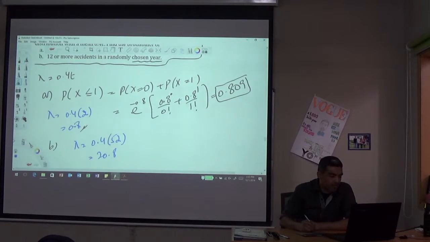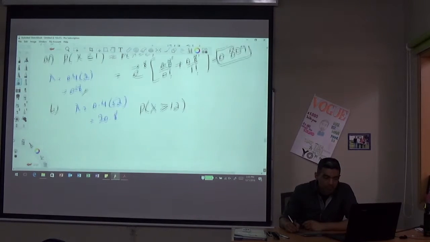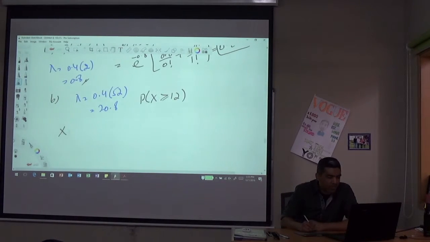And it wants the probability for x to be 12 or more, which means greater than or equal to 12. When you're using the normal approximation, you have to be very careful about whether it is greater than 12 or greater than or equal to 12, because the continuity correction is affected accordingly. So I'll say x follows a normal distribution with the same mean 20.8 and the same variance.